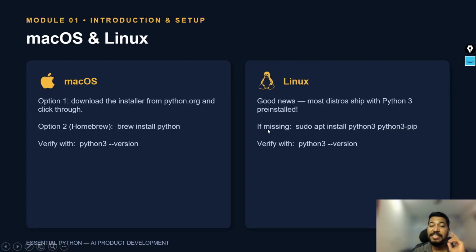And if it is still missing, you can go ahead using the sudo command, sudo apt install python3-pip, right? Using that command, you can go ahead and download it, then verify using the same command, python3 --version.